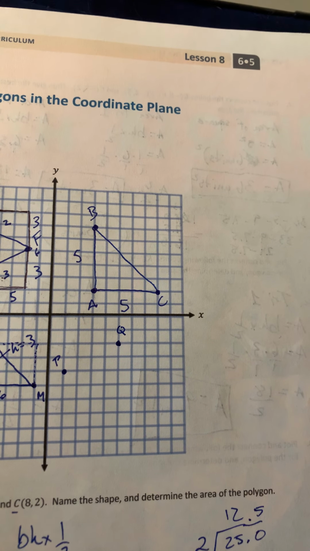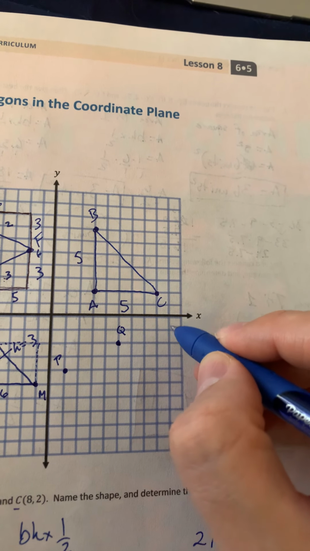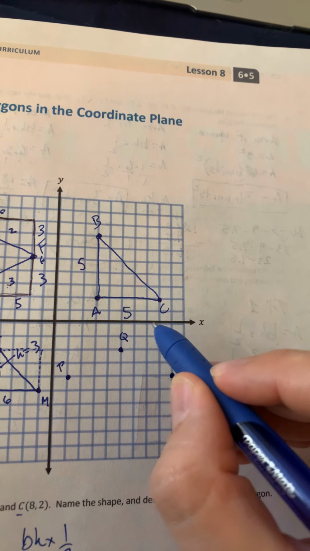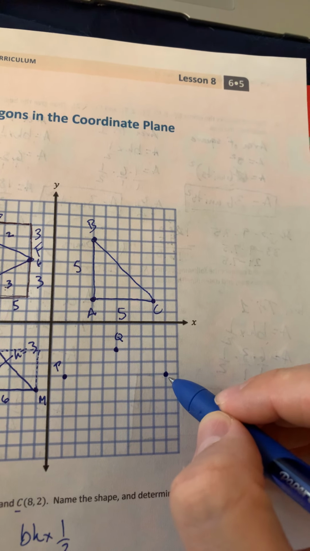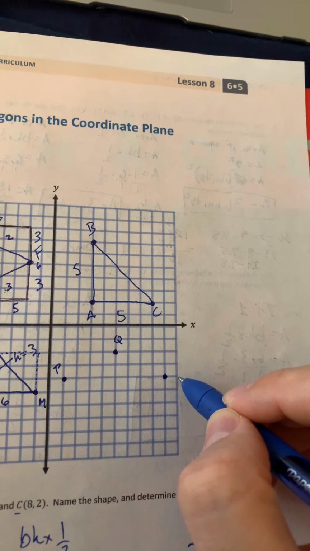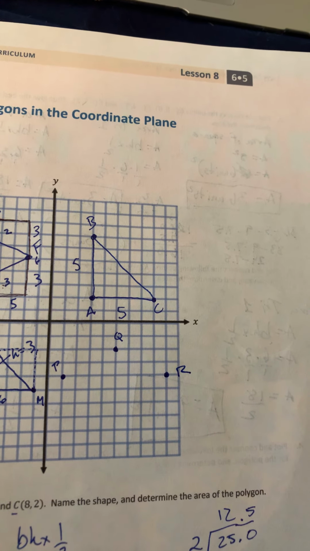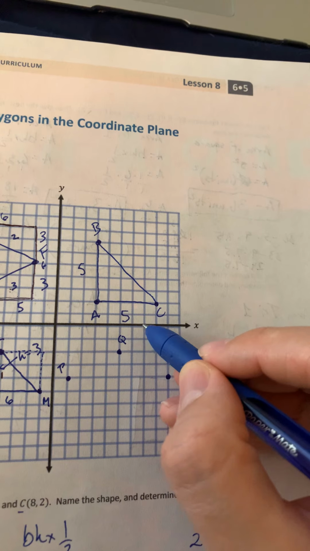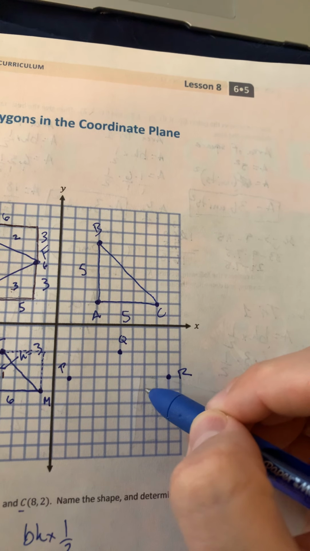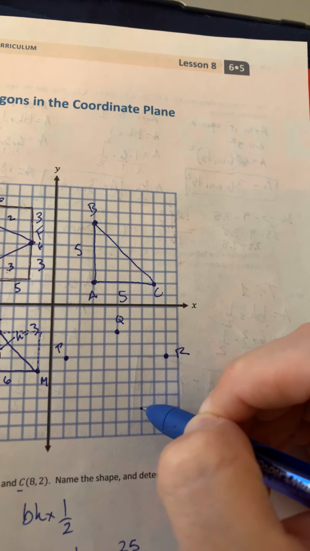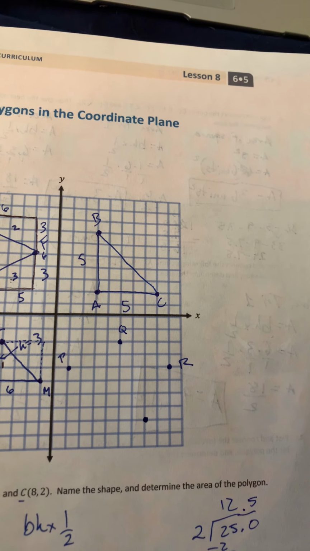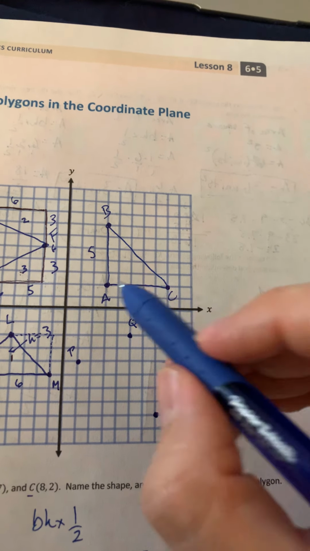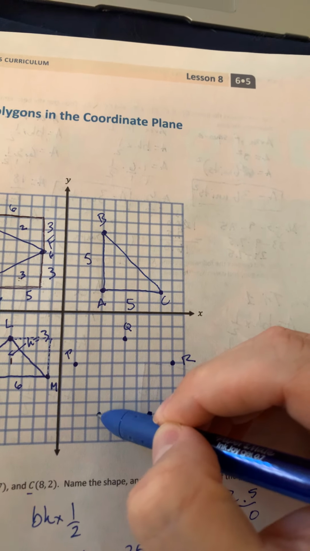Next point is point R, 9, -4. So 9. 1, 2, 3, 4. So yeah, there's 1, 2, 3, 4, 5, 6, 7, 8, 9. 1, 2, 3, 4, 9, -4. That is point R. Point S, 7, -8. So 1, 2, 3, 4, 5, 6, 7. -8. 1, 2, 3, 4, 5, 6, 7, 8. That is point S. And the very last point, T, 3, -8.